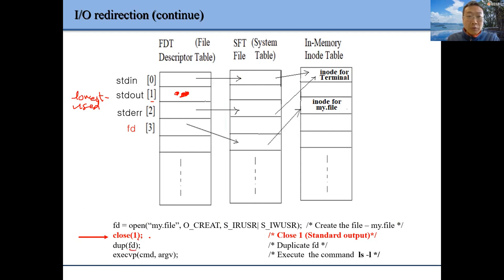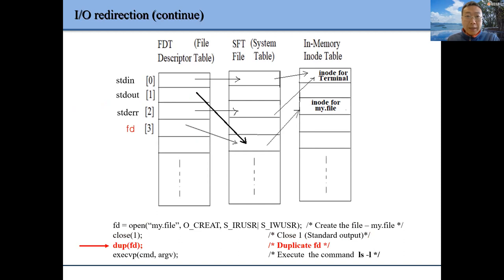Then we duplicate FD. FD is already open here. The content will be duplicated, right? So after we duplicate, the content inside this entry will be duplicated. Which means standard output now will point to the same SFT entry. Okay, because they will point to the same one, right? The same content will be duplicated here.